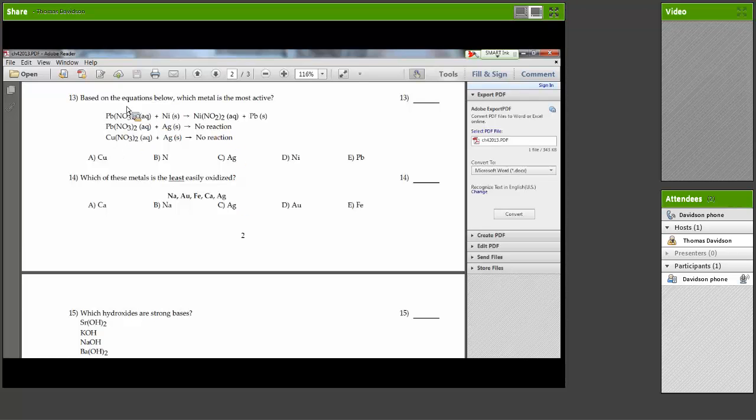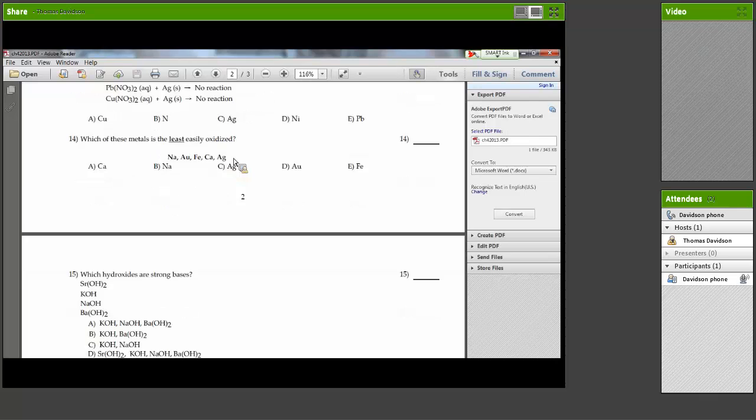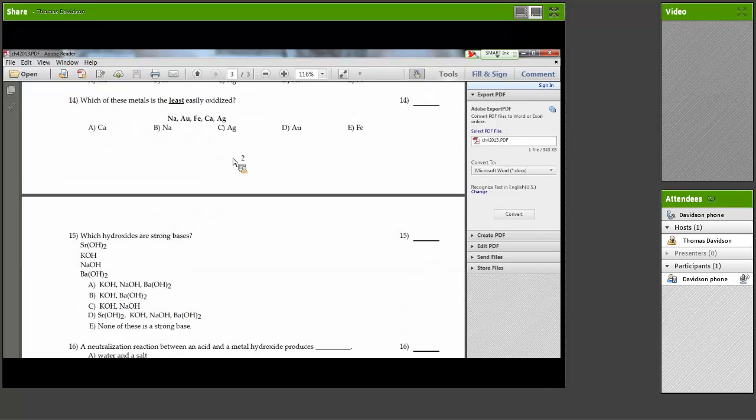I like these a lot. There's 2 of them, and they take thinking. Based on the equations below, which metal is the most active? All right? You can use those to figure out. Remember, activity series. The most active ones are at the top. The least active ones are at the bottom.